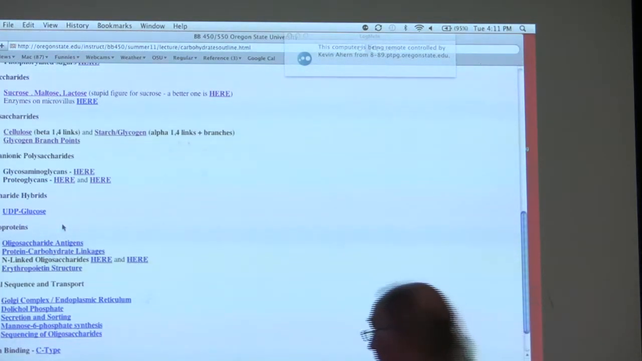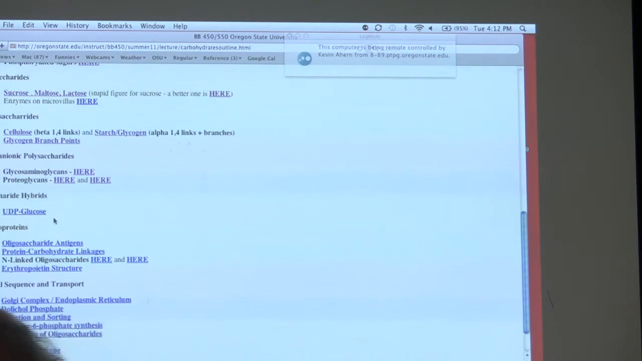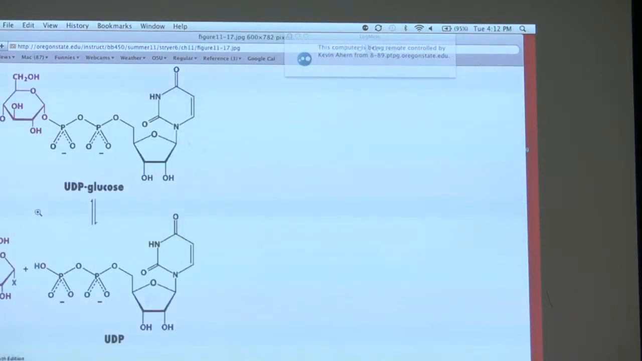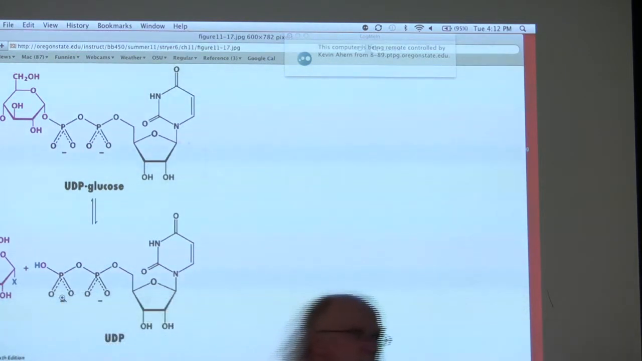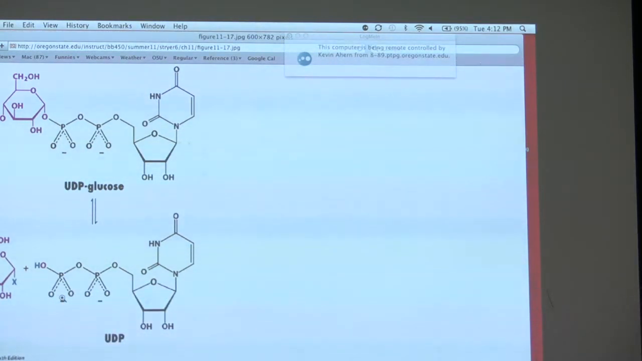All right. So we're moving along fairly rapidly. We get a sort of a sideline for a second because your book brings up UDP glucose. So I want to show you this one. This is a modified form of actually a couple of sugars. UDP glucose is related to the nucleotide UDP. UTP is one of the nucleotides used to make RNA. So UDP just simply has 2 phosphates instead of 3.